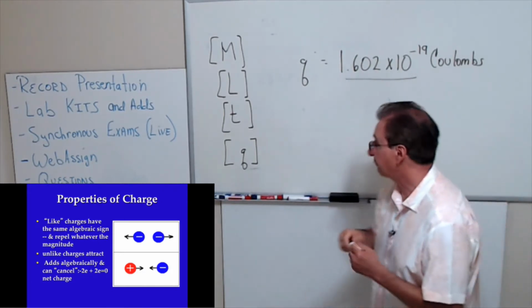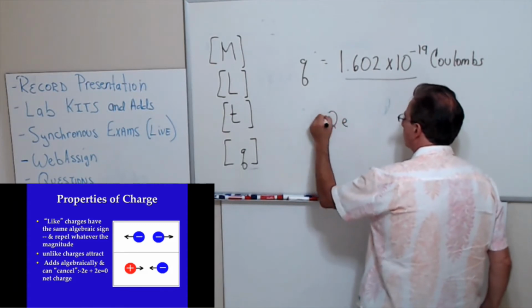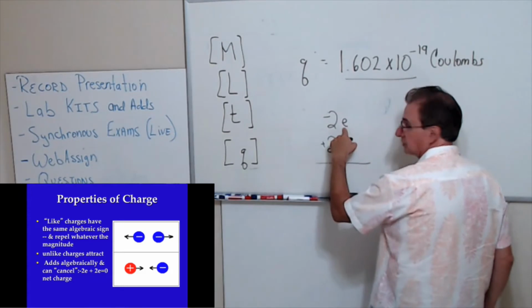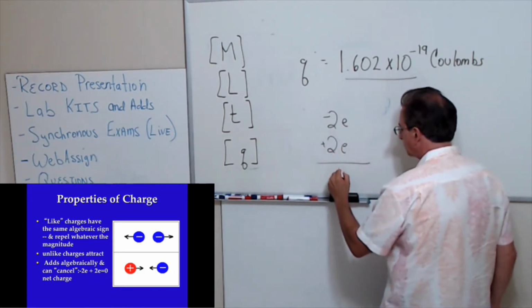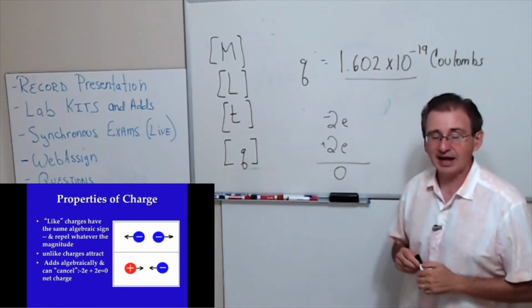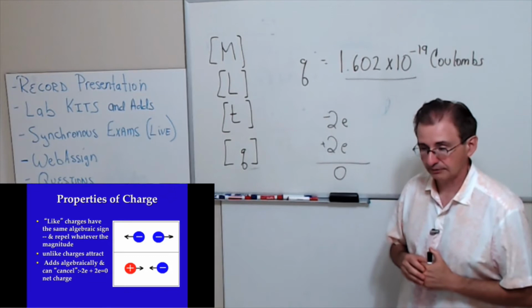So if you have 2 charges that are negative and 2 charges that are positive, where e means the charge of the electron, when you add these, you get 0. So charge is additive, like mass. Okay.